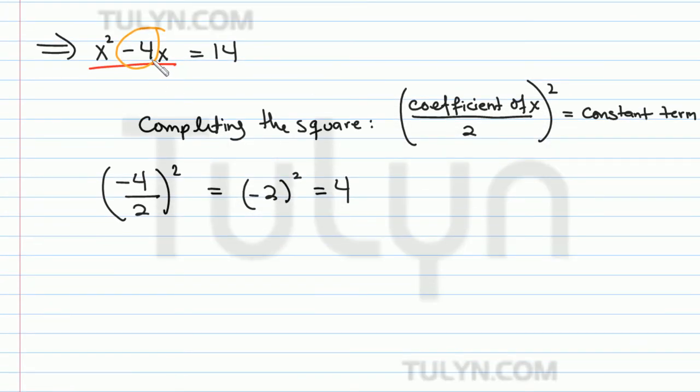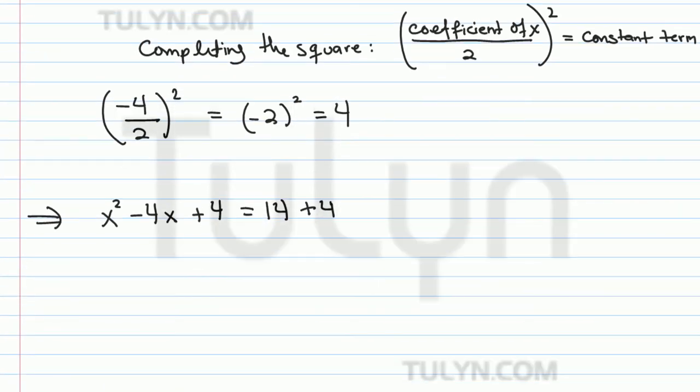So now we can complete the square on the left by adding a 4. But remember, this is an equation, and for an equation, whatever we do to one side, we have to do to the other side. So if we added a 4 to the left, we have to add a 4 to the right as well. If not, then the equation is not going to be the same. We're going to be solving a different equation. So we added a 4 to both sides.